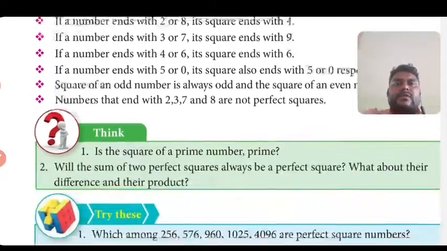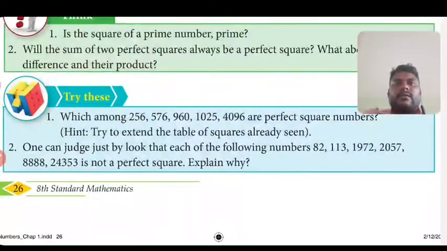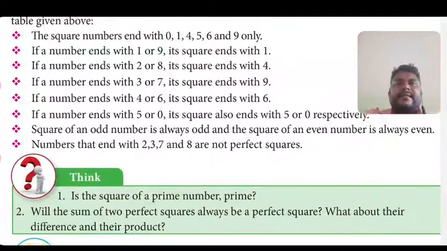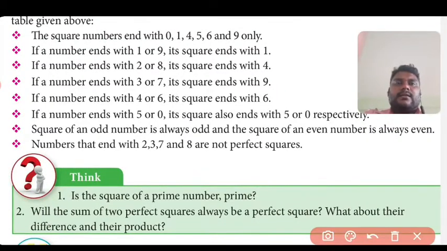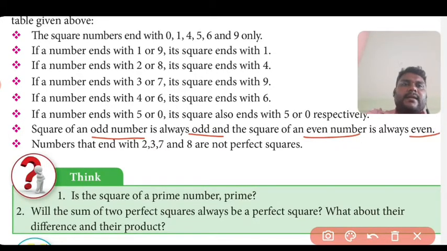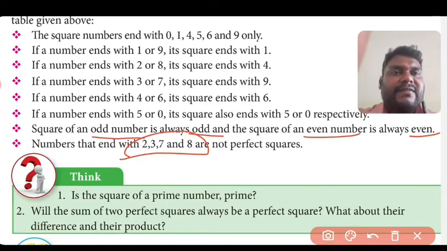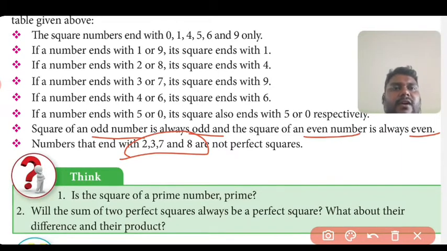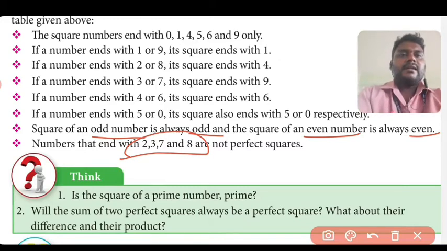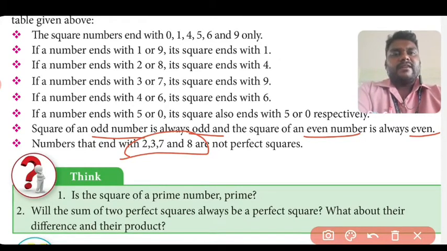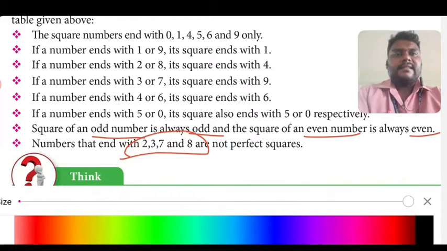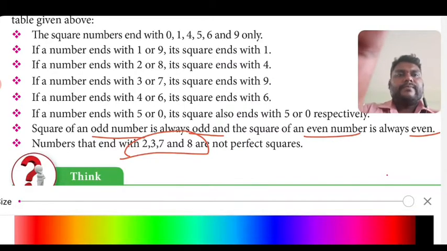Okay, so next important result: the square of an odd number is an odd number, the square of an even number is an even number. So if a number ends with 2, 3, 7 or 8, it's not a perfect square number. We can't find the square root of that number. Which numbers? The numbers that end with 2, 3, 7, 8, we can't find their square root.